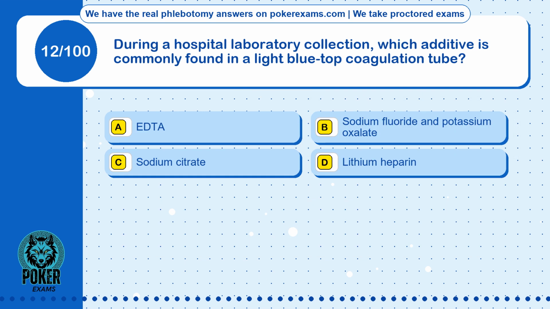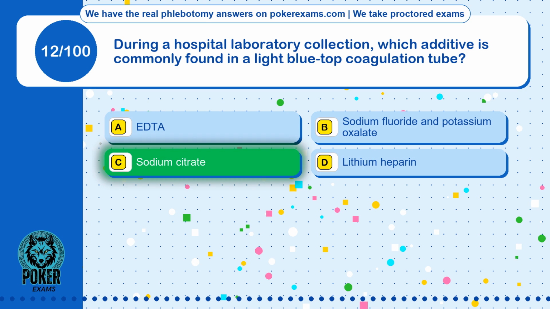Question 12. During a hospital laboratory collection, which additive is commonly found in a light blue top coagulation tube? Option A, EDTA. Option B, sodium fluoride and potassium oxalate. Option C, sodium citrate. Option D, lithium heparin.